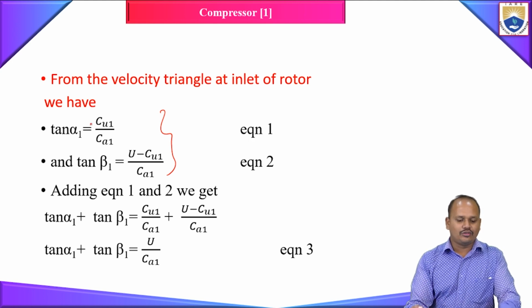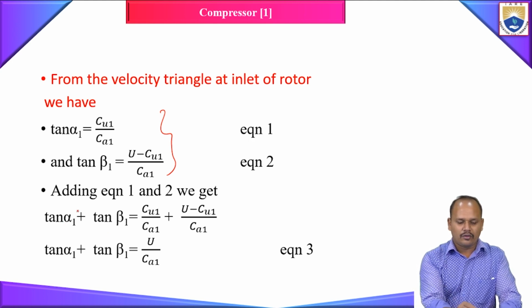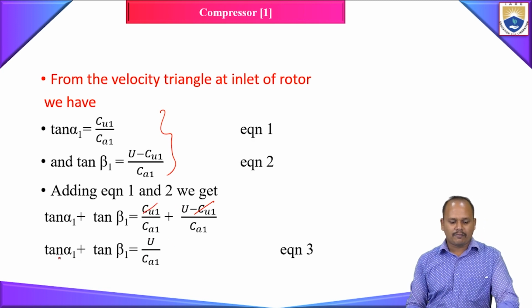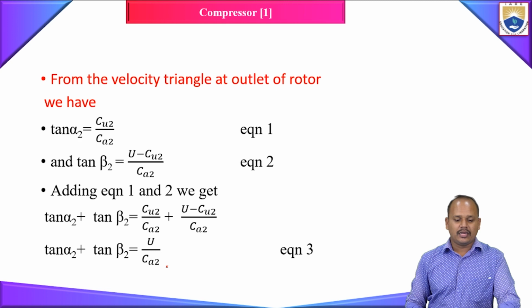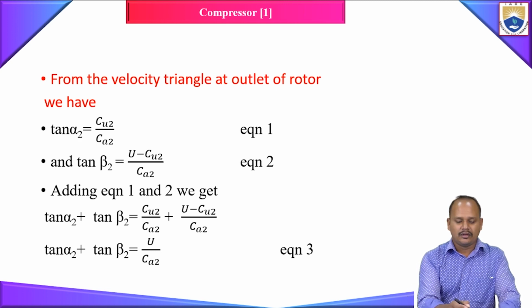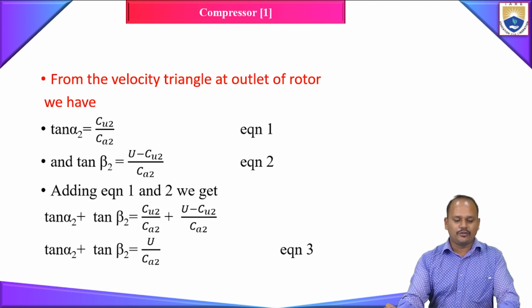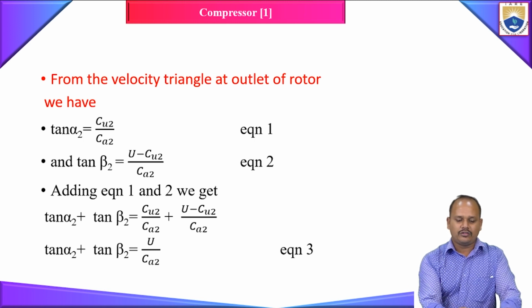Suppose I am going to add these two equations, what will I have? Tan alpha 1 plus tan beta 1 will be Cu1 by Ca1 plus U minus Cu1 by Ca1. So here if I add, this Cu1 and Cu1 will cancel out. You will be left with tan alpha 1 plus tan beta 1 equal to U by Ca1. Okay. Similarly, if I take the velocity triangle at the outlet, we have tan alpha 2 equal to Cu2 by Ca2 and tan beta 2 equal to U minus Cu2 by Ca2.